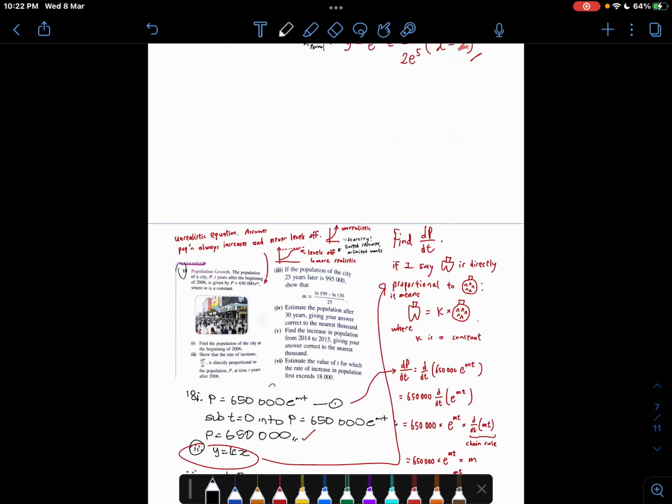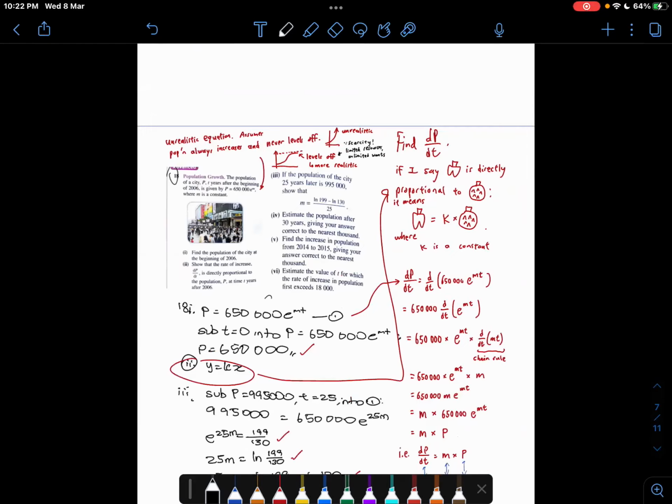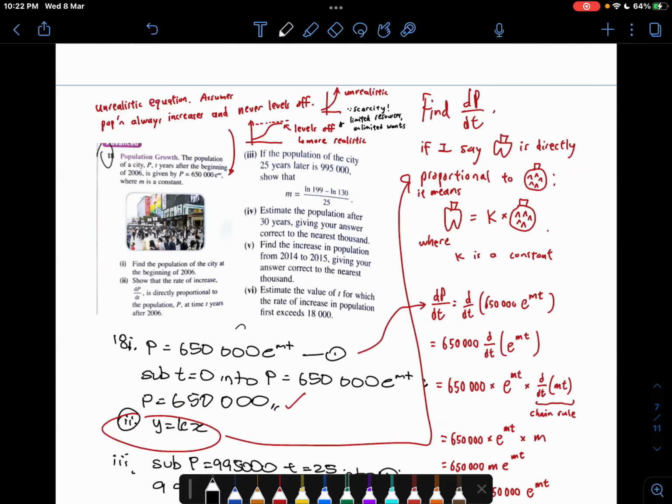Okay, next one. Population growth. So back to the exponential topic already. You've seen this type of question before, just that we bring in differentiation. The rest is all the same. Let's take a look. Part one is okay, just sub in t equals 0. Initial means the beginning, means sub in t equals 0.